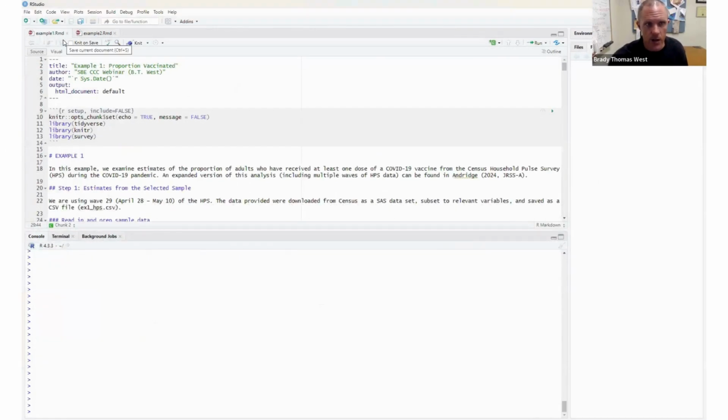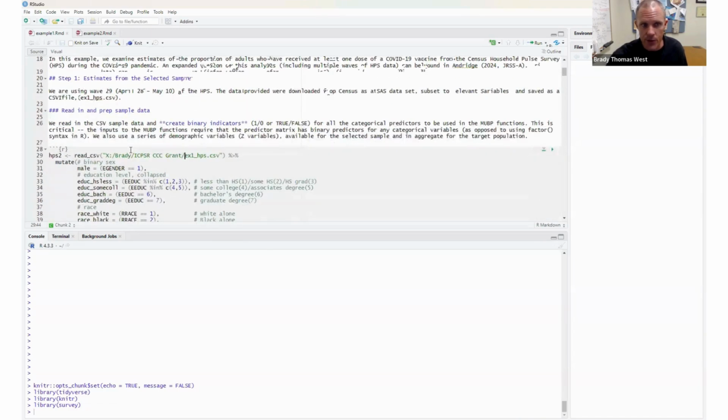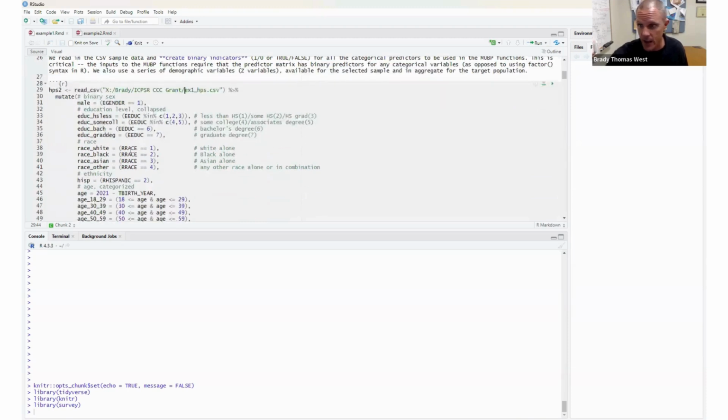And again, the markdown file that I have open here is available with the materials for the webinar today. So I'm just going to go through these different steps here. Start by loading some essential libraries, including the tidyverse and the survey package here for doing our estimation. Step one, we're going to compute estimates from that selected HPS sample. The first thing we're going to do is prepare the data. We're just creating binary indicators for all those covariates to use as predictors, because we also want, remember, those population estimates of the means, variances, and covariances.